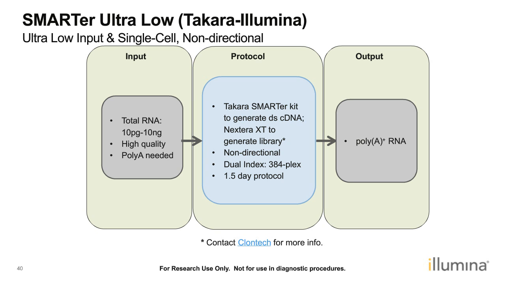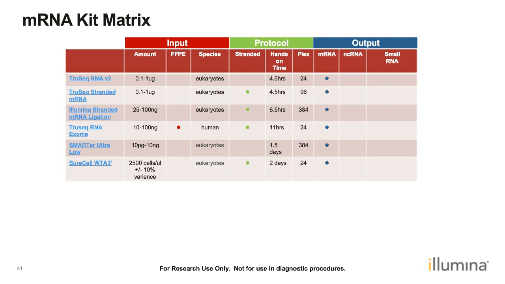And here we have compiled the key features that are different between the kits just mentioned in the matrix. You may use it to look at features that are important for your experiment. For instance, if stranded information is important to you, you may want to consider our stranded mRNA kit. If you have FFPE material, you may consider the TruSeq RNA Exome kit. If you only have 50 picograms of input, you will need to use the Smarter Ultra-Low kit with our Nextera XT workflow. Some other factors to consider: it's always important to consult the literature.